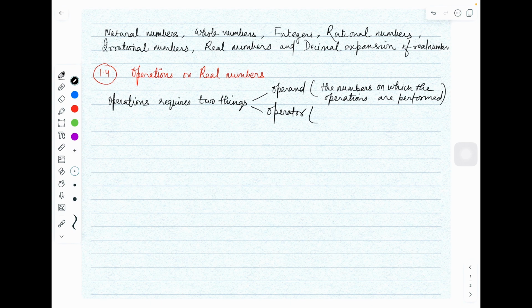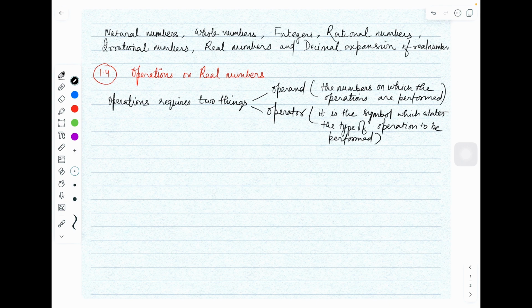What is operator? Operator is actually the operation that is to be performed on the numbers. It is the symbol which states the type of operation to be performed. Okay, operator is a symbol which states the type of operation to be performed.